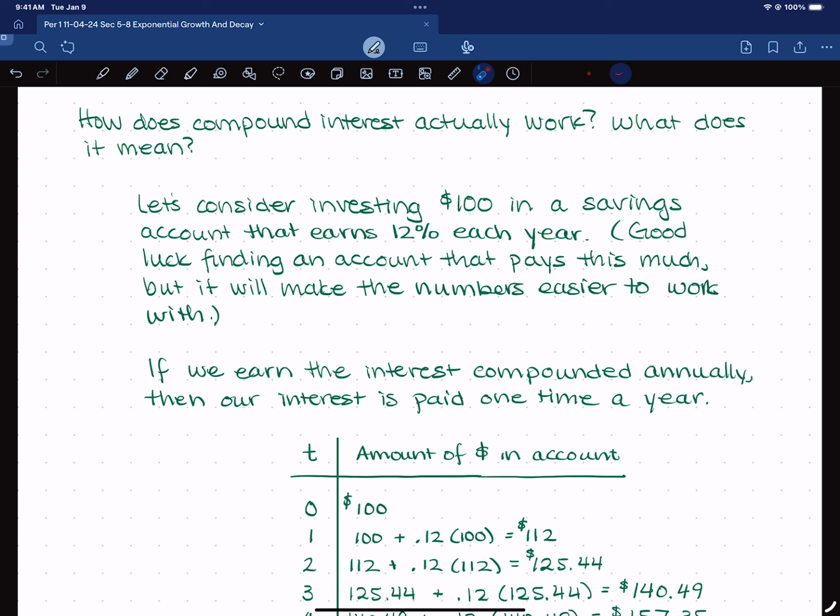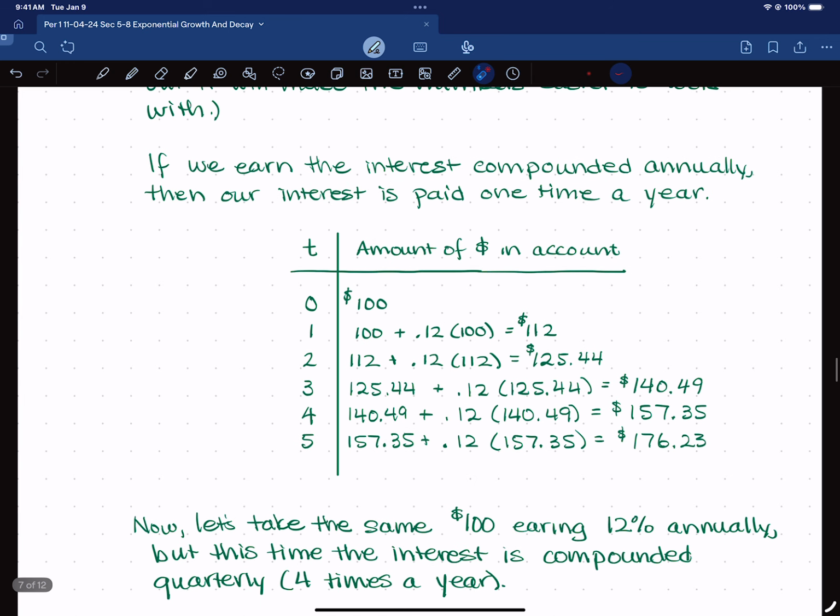Let's look at the interest if we were going to compound annually. That means that we're getting paid our interest one time each year. So what does that mean? Well, it's very simple. Initially, when no time has passed, we have $100. After 1 year, we have our $100 plus 12% of what was in our account, $100. So that's going to be $112.